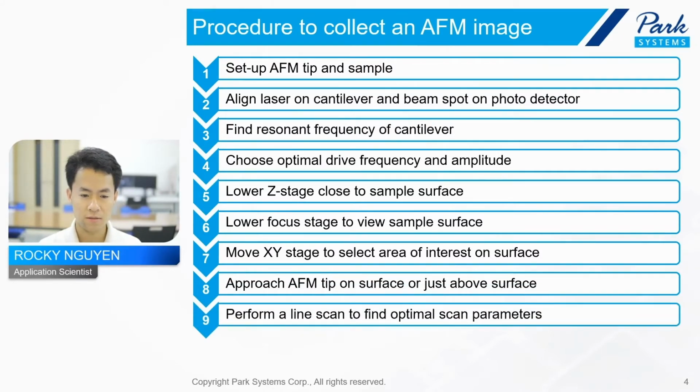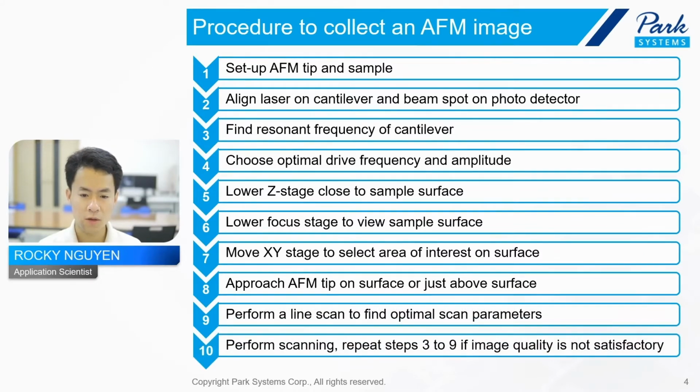Next, we can perform a line scan to find the optimal scan parameters for the specific type of tip and sample. And finally, we can perform the scanning. However, you may need to repeat the steps from step 3 to step 9 to find the optimal quality for the image to meet the requirement of your research or study.